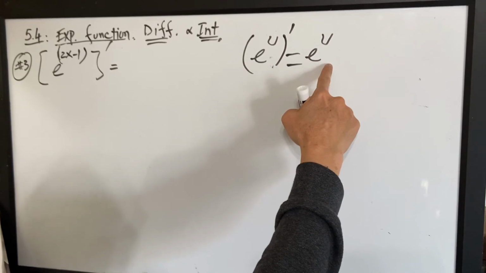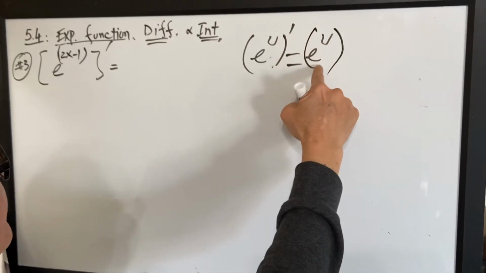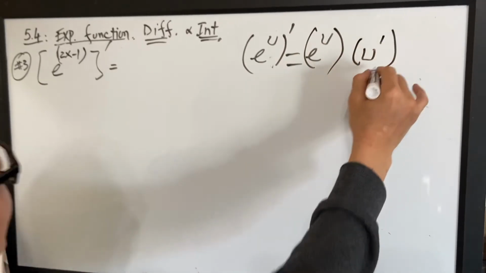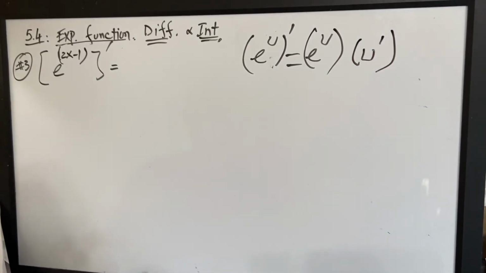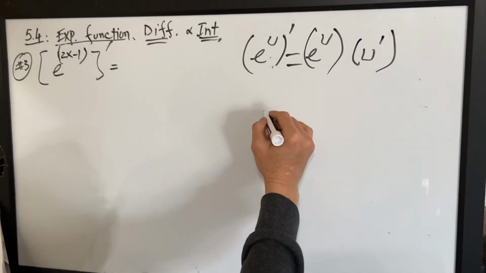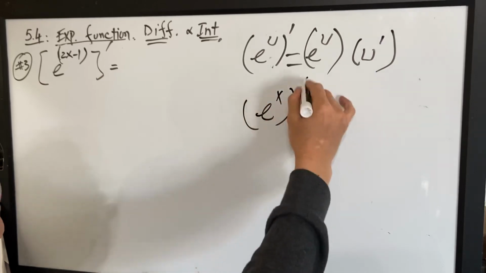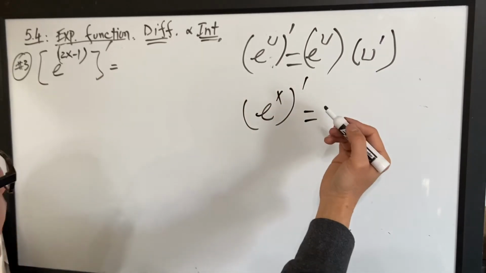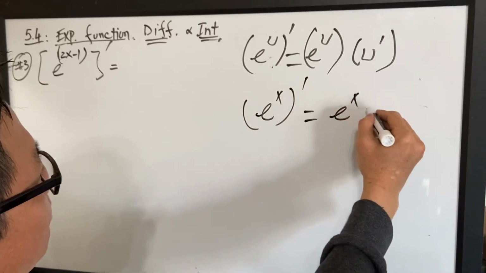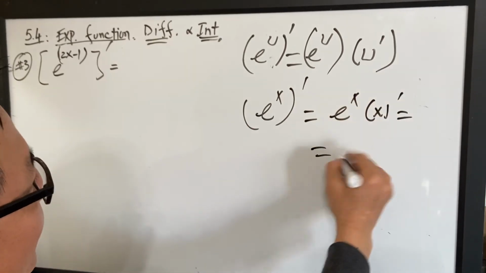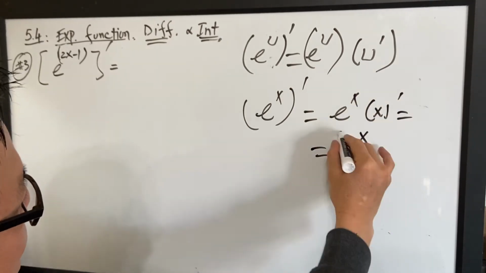Look, I owe you one thing. Reverse: e to the u times u prime. Remember that layer right there, and I forgot to give you. Technically, e to the x derivative equals what? Equals e to the x times x derivative, but that is 1. So that's why you got e to the x itself right there.